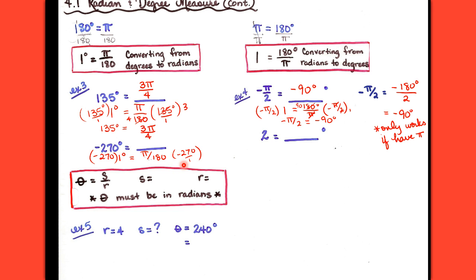So now my left side is set. I've got my negative 270 degrees. And I'm just going to simplify my right side. So 270 over 180 reduces to 3 halves. So in my numerator, I've got negative 3 times pi. And in my denominator, I've got 2 times 1. So negative 3 pi over 2.